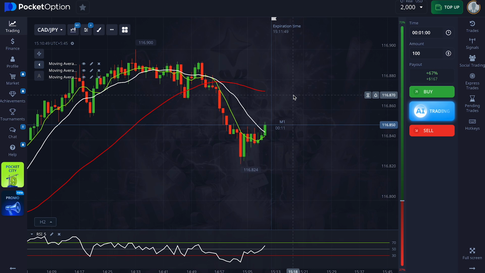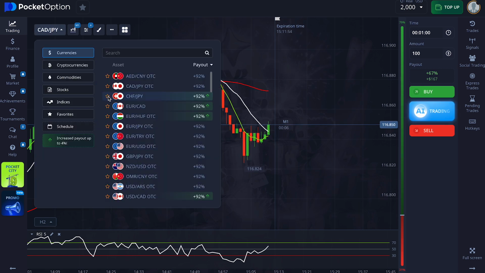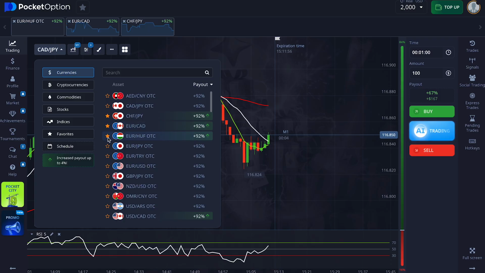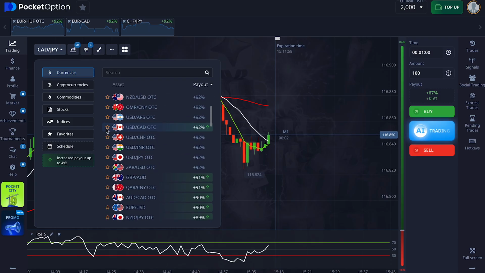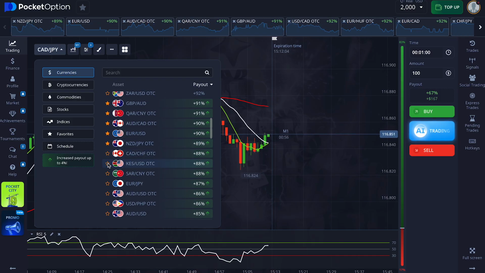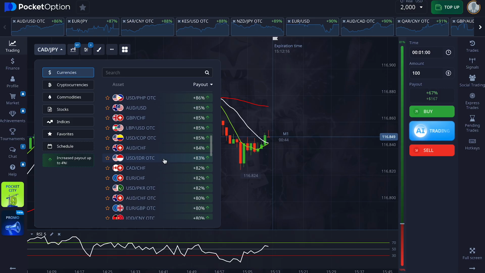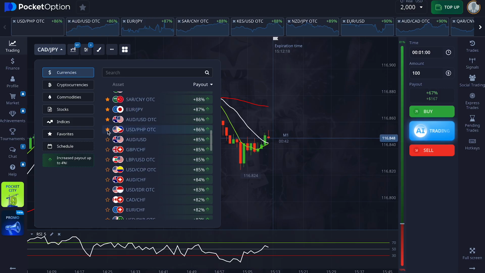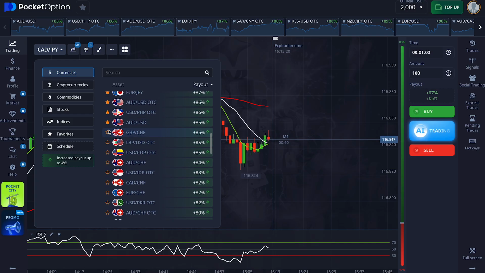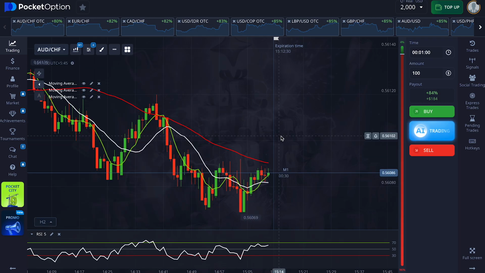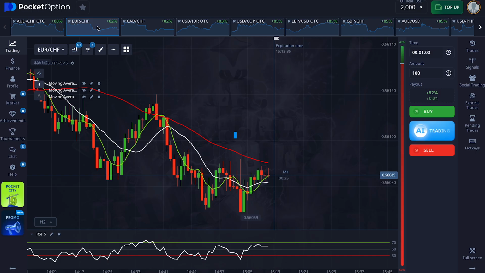Okay, now let's start, but before starting let's select the currency pair. Select the best currency pair which has more than 70% return. Most of the strategy only works when you select the best currency pair, so make sure to select the best ones. Okay, that's all. Now let's search for the perfect timing to open a position.